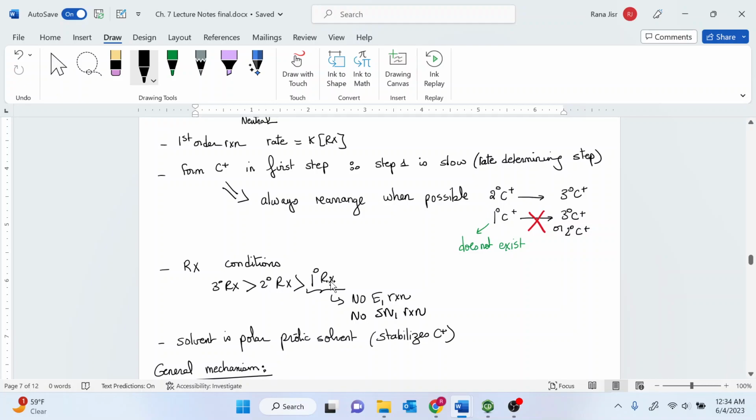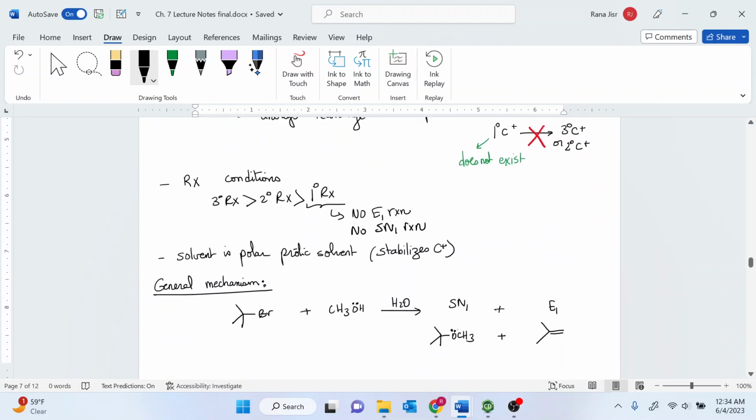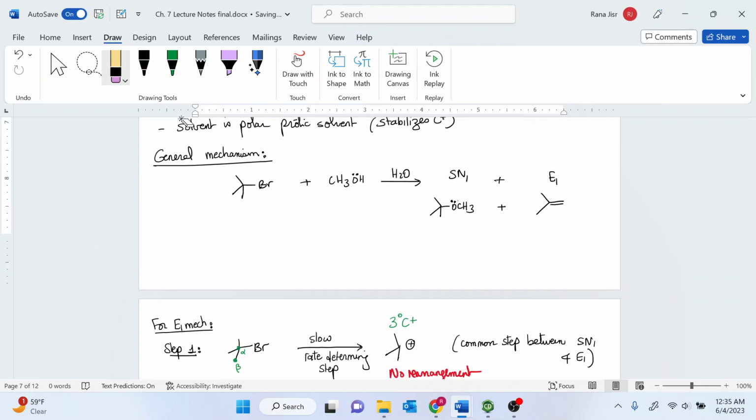There is no way that the reaction is going to carry on with a primary alkyl halide for E1 and SN1, because primary alkyl halides cannot form primary carbocations. After all, remember that the first step of the reaction is the bromine leaving. This is the first step of the reaction to make the carbocation. So if your carbocation is not stable, if it is not a tertiary or a secondary, then it will not form. And the primary carbocations, they don't form.